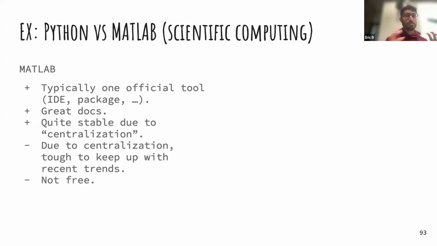So if we clump Python and Julia into one, if we compare that to MATLAB, MATLAB is what's considered a closed source language. So you have to pay for it, first of all, and usually we get this license through EPFL. And some of the great advantages of it is that, okay, there's only one tool for everything. So it's not open source. It's one company behind providing these easy to use tools. And because of that, there's good documentation and it's quite stable due to the centralization.